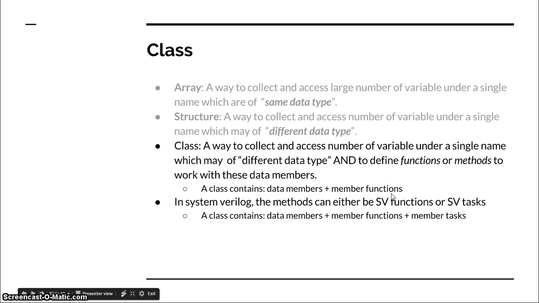If you look at the declaration syntax, you will see it's similar to structures. The only difference is that in classes there will be more functions or methods added, but in a structure there will be only data members. But it's not right to compare a structure and a class. Both are different concepts, but syntax-wise, a class looks like a structure plus a lot of member functions. In SystemVerilog, these member functions or methods can be either SystemVerilog functions or SystemVerilog tasks. So a SystemVerilog class will contain data members plus member functions plus member tasks.